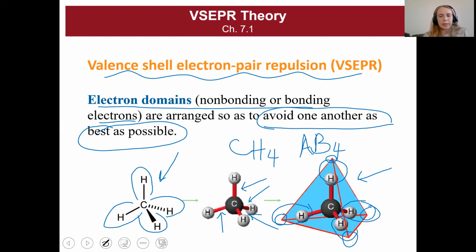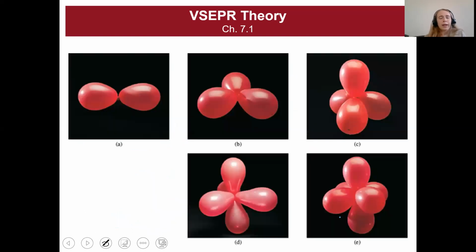And we call this a tetrahedral molecule. So that is the electron domain geometry. So learning lots of new terms here, electron domain geometry for methane. And here is a demonstration using balloons of what these electron domain geometries look like.